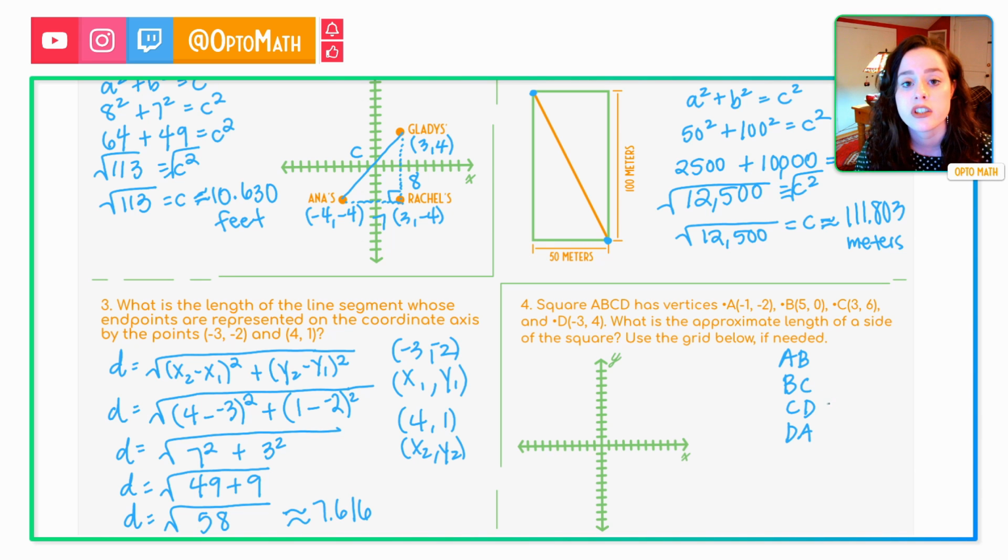Let's go ahead and graph it just for the sake of doing it multiple ways to get a good view of it. So A is -1, -2. B is 5, 0. C is 3, 6. And D is -3, 4. Okay, so let's connect these to get a good look at our square.